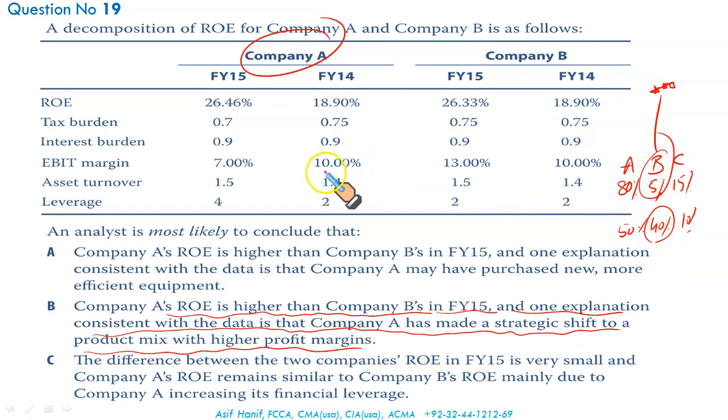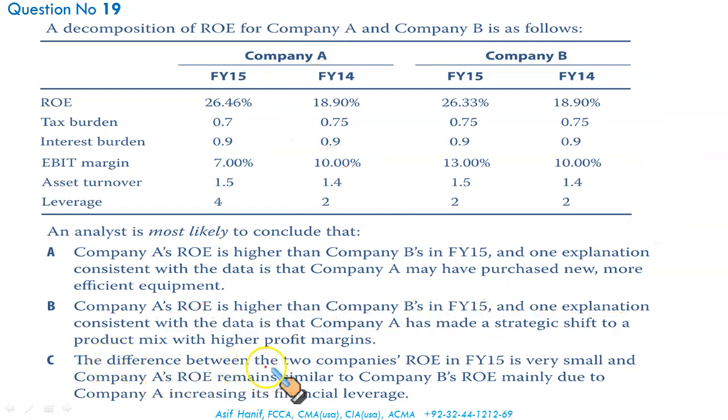If this has been a strategic shift where you are selling more B, which is more profitable, you should have more EBIT, not less. Why did your EBIT fall? It has to be more. If it has been a good strategic shift to a more profitable product in your product mix, your EBIT should have increased, but it has fallen. So this is not the right option.